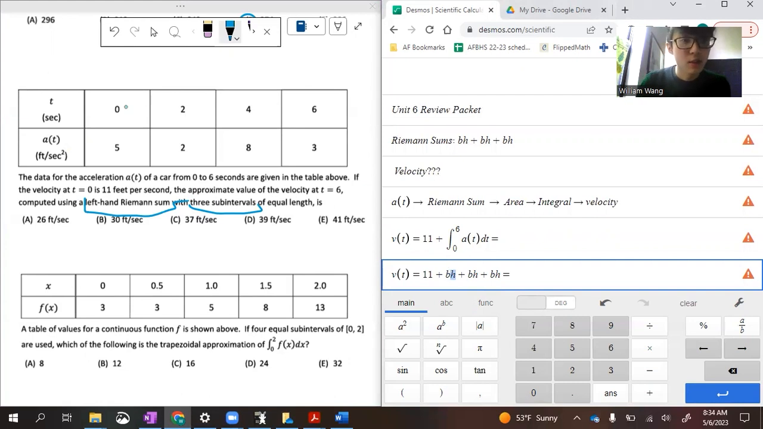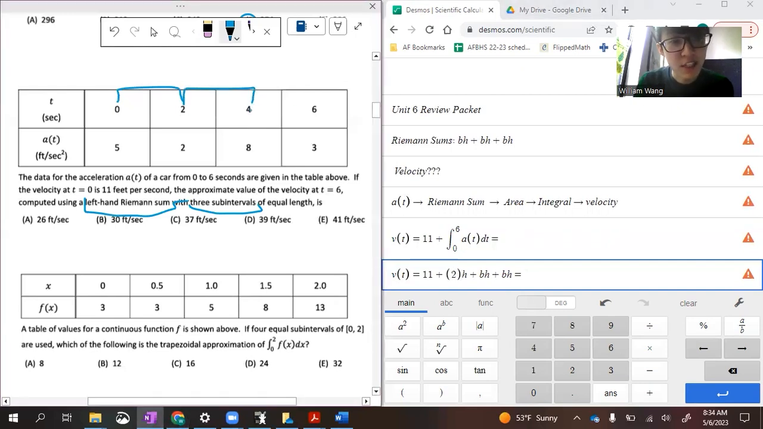Okay, let's look at this first rectangle. I go from 0 to 2, so my base is 2. Second rectangle, I go from 2 to 4, so my base is also 2. And the last one, I go from 4 to 6, so my base is also 2. So the base for all 3 of these rectangles is 2.